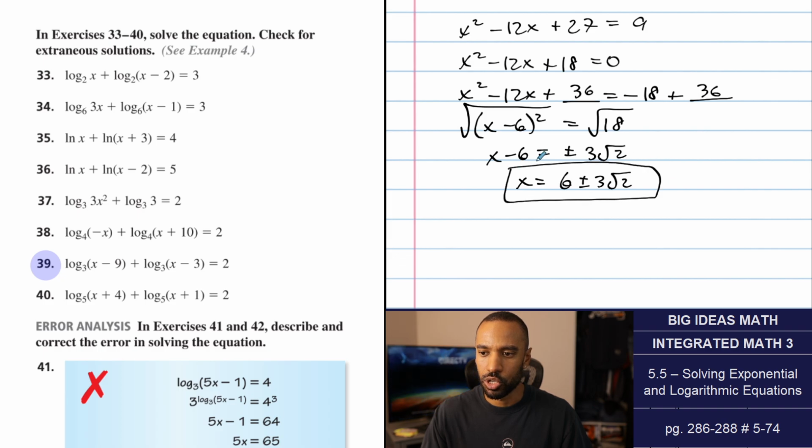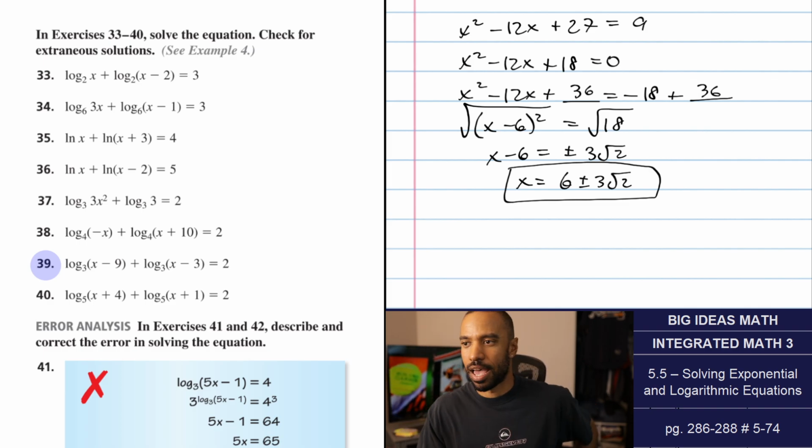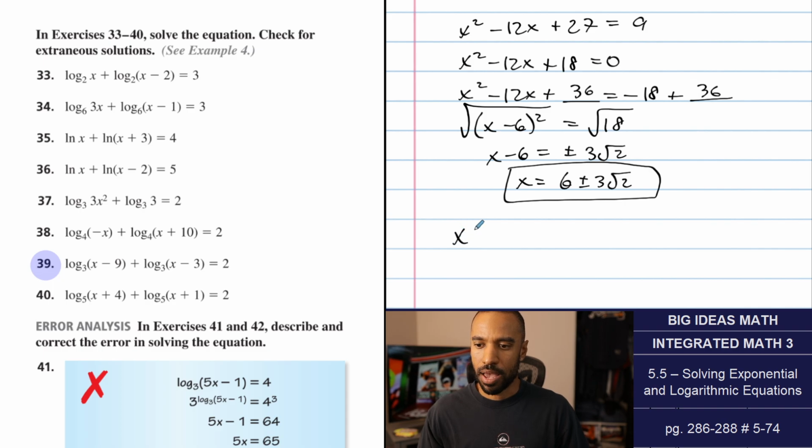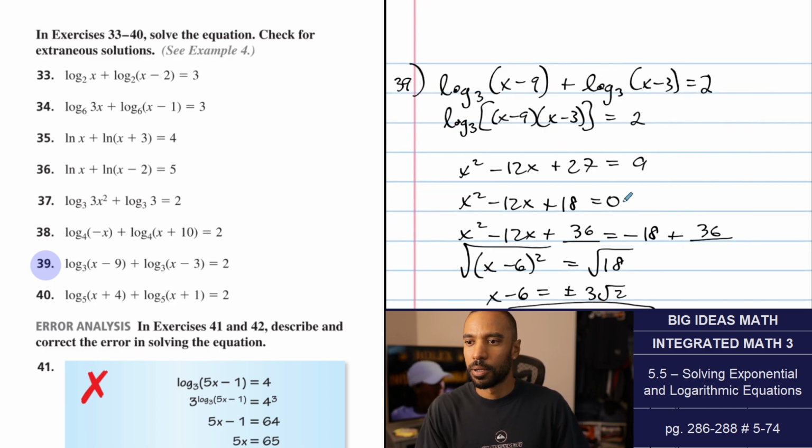Now, I still have more to do with approximate answers. We'll see if they work as a whole as far as extraneous solutions go. So I'm going to do 6 plus 3 root 2, which is about 10.243, and 6 minus 3 root 2, which is about 1.757. So x is about 10.243. X is about 1.757. All right, any don't work?